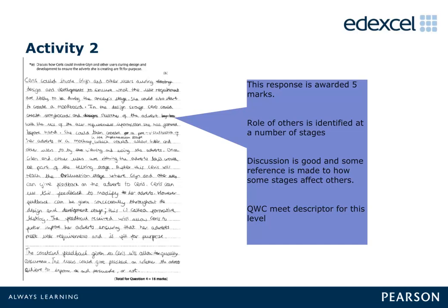As the initial mark awarded is at the bottom of the mark band, QWC is not considered. However, it does meet the descriptor for this level. A final mark of 5 is awarded.